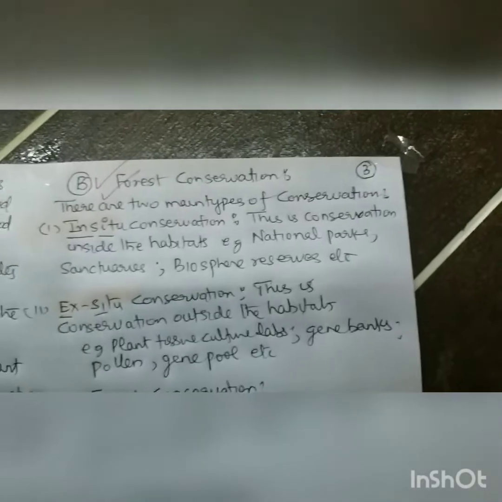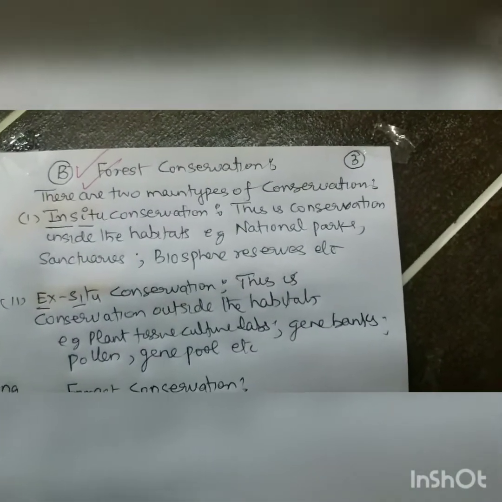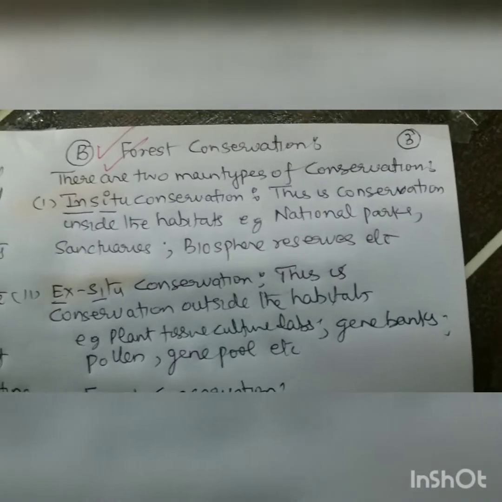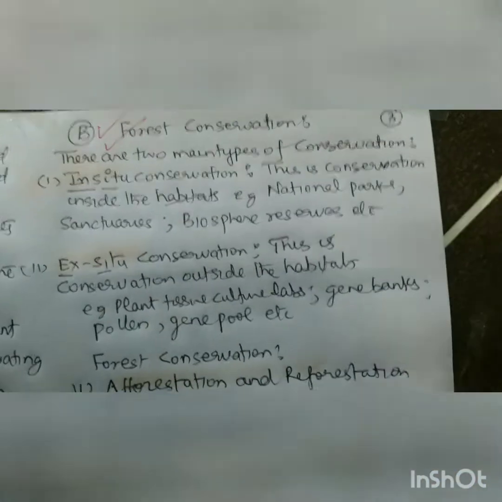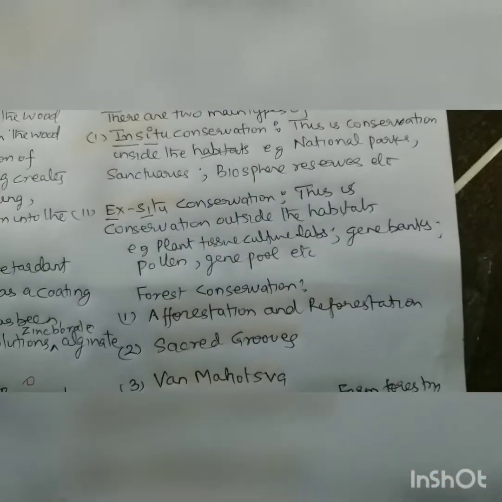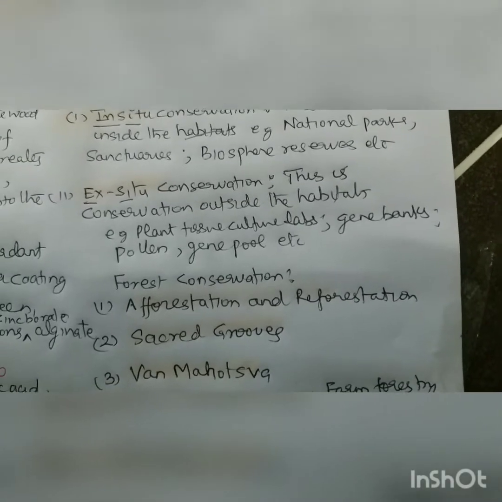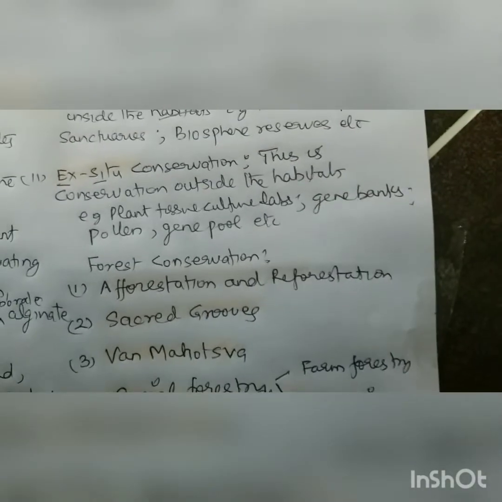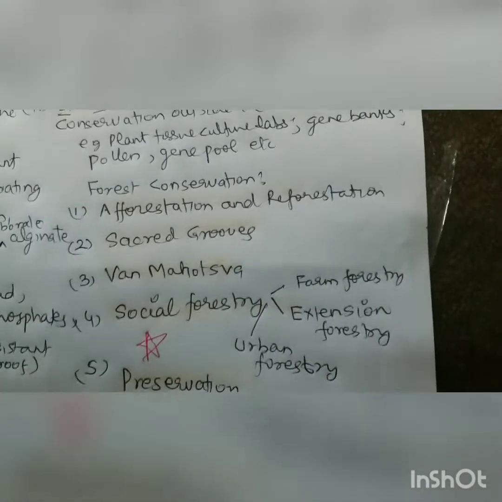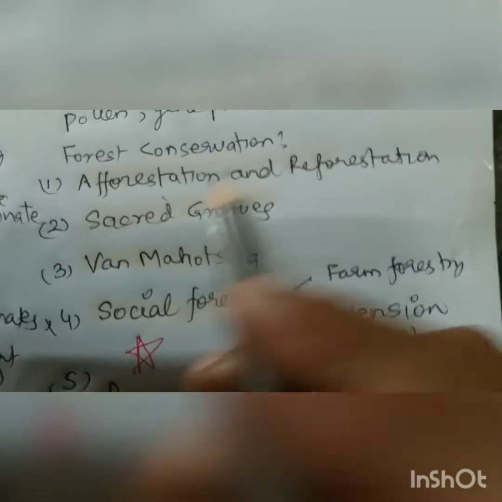So now I am coming to the last part of your syllabus, that is forest conservation. First we say what conservation is. Conservation is of two types: in situ, inside the habitats, like biosphere reserves, sanctuaries, national parks; and ex situ, which is outside the habitat, like plant tissue culture, gene banks, pollen gene pools, seed pools.